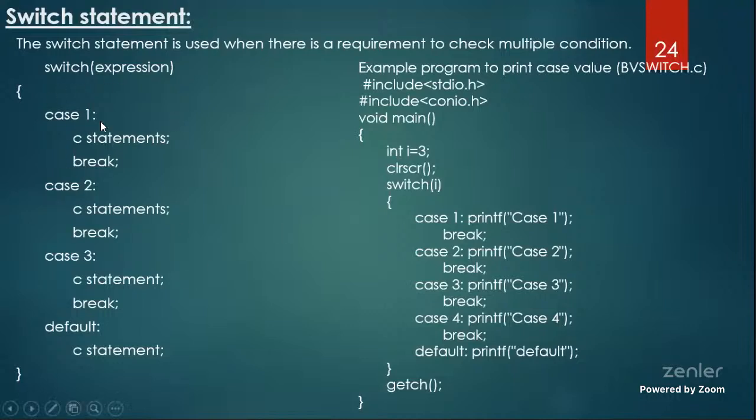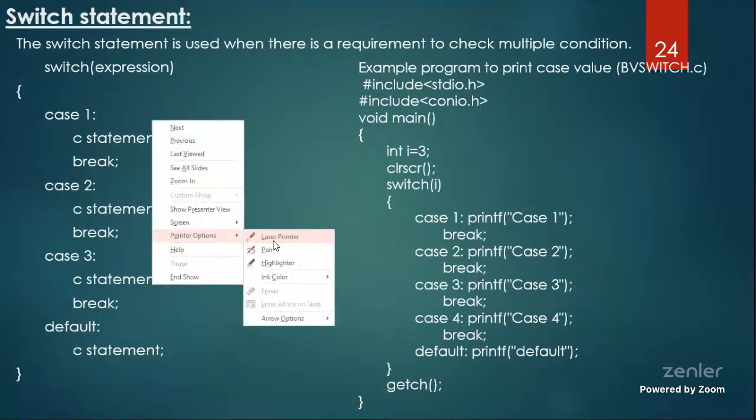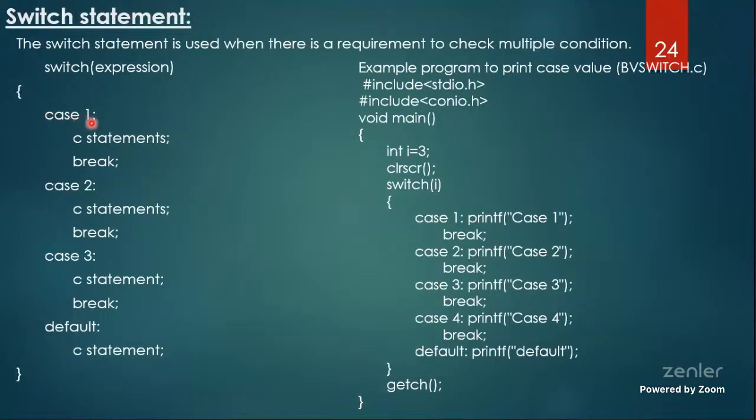This is the syntax: switch of expression. Within the open and close braces, you enter case labels. Case is a keyword. We have learned that a keyword is a reserved word. So case 1: here we have taken the label as 1. What will you enter in case 1? You will enter some statement, meaning what you want to print.